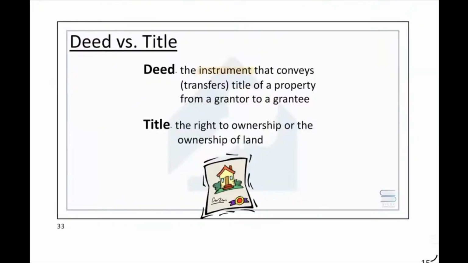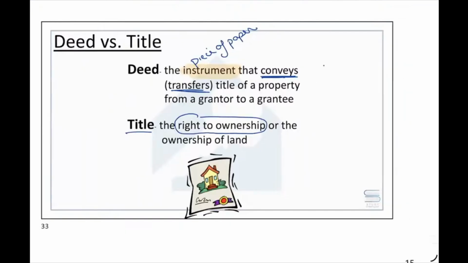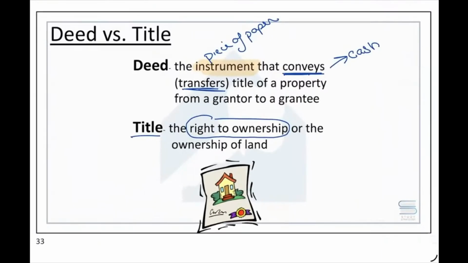So remember, a deed is the instrument, the piece of paper that conveys property. It transfers or conveys the property, and title is the right to ownership. Think of a deed like cash, and think of a title like cryptocurrency. I can spell crypto. Like you don't ever touch cryptocurrency, it just is. You don't ever touch title.